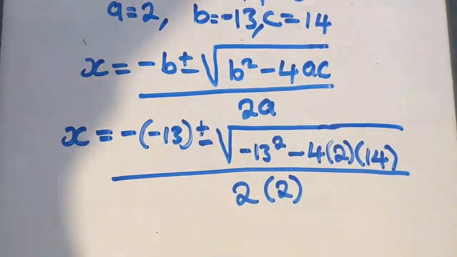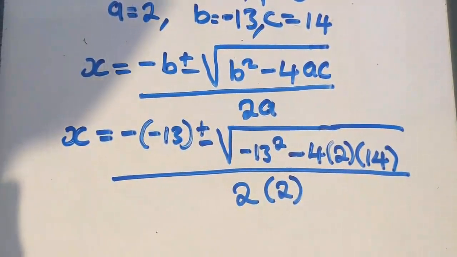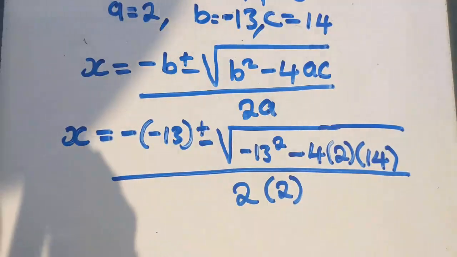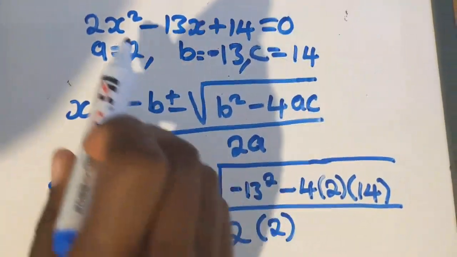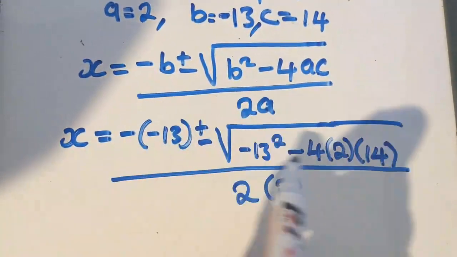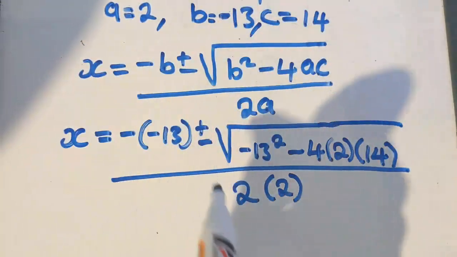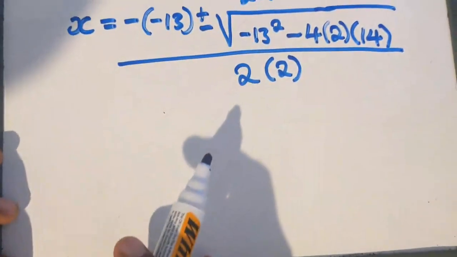These are the steps that you need to follow for you to get the full 5 marks. If you don't follow this, you miss a lot of marks. So this is what you are supposed to do. The first thing, look for the coefficients of this quadratic equation. Write the formula, substitute the values of the letters in the formula. Then you go on and solve.